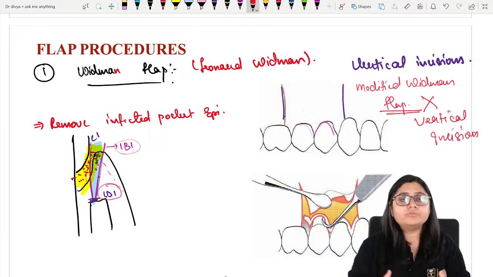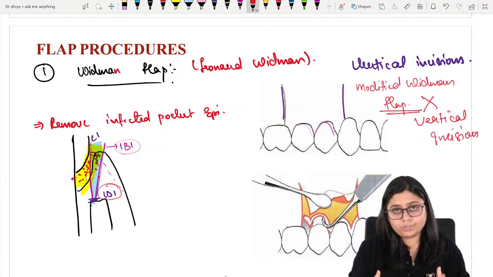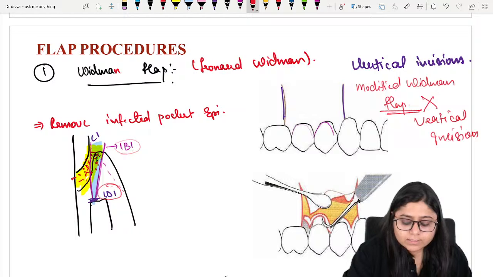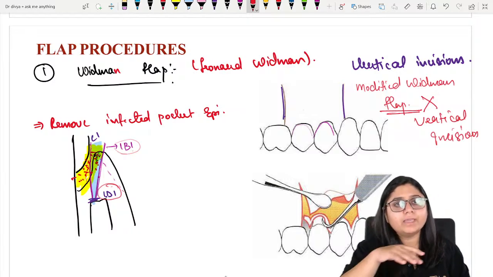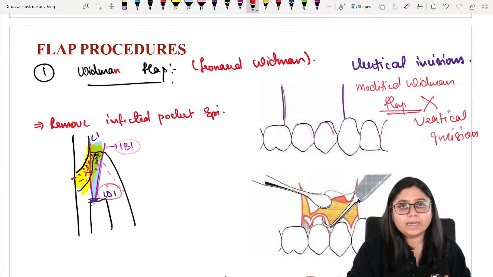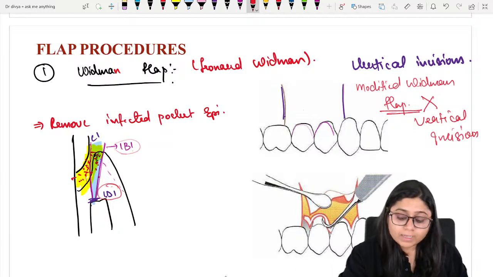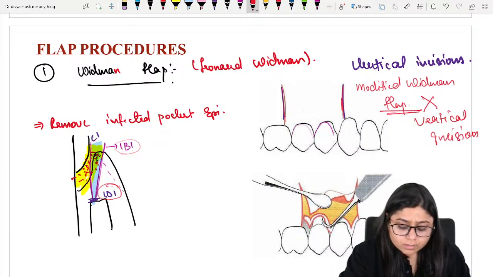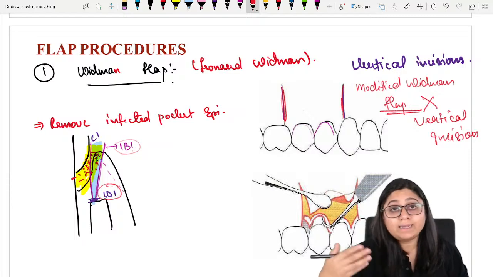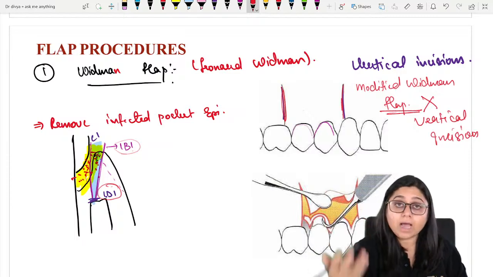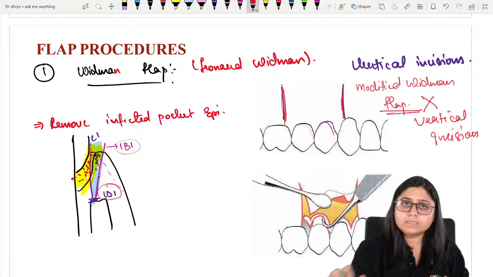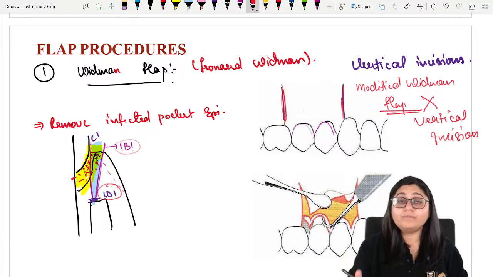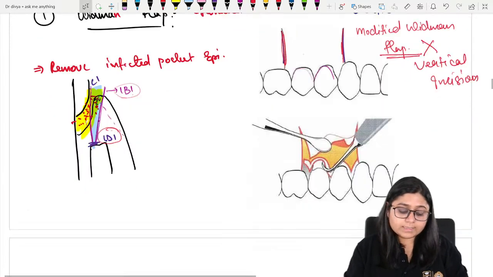The disadvantage of using a vertical incision is that we are creating extra trauma to the tissue. We don't need this incision. We can just elevate the flap, separate it from the periosteum and treat the underlying conditions. But here we are giving extra trauma to the gingiva, which will take time to heal. It will heal with scarring. So we need not give vertical incisions in periodontics unless we are doing periapical surgeries, right? So this is the Wiedemann flap.